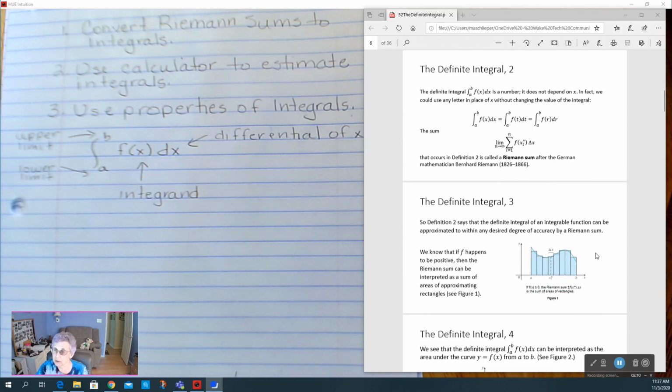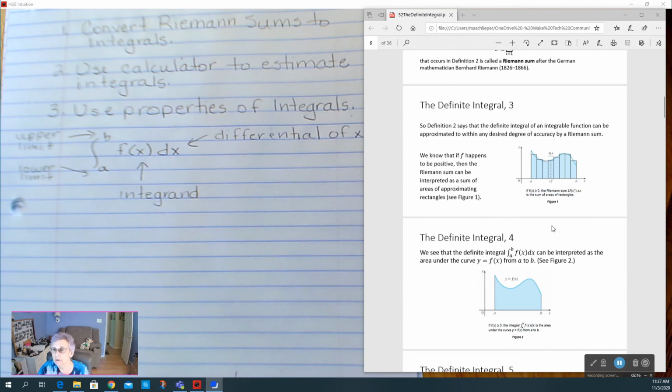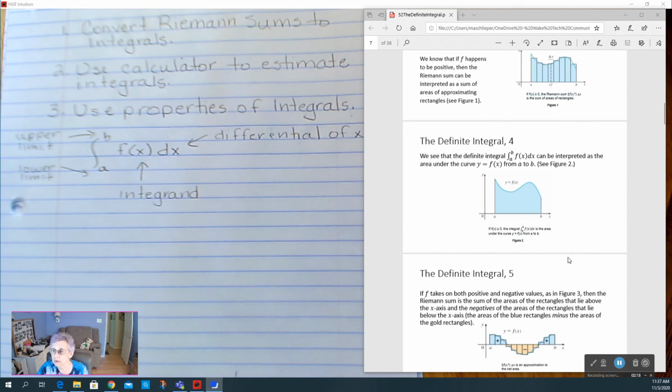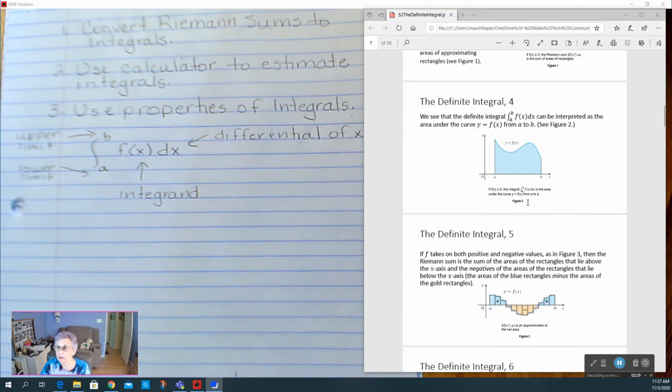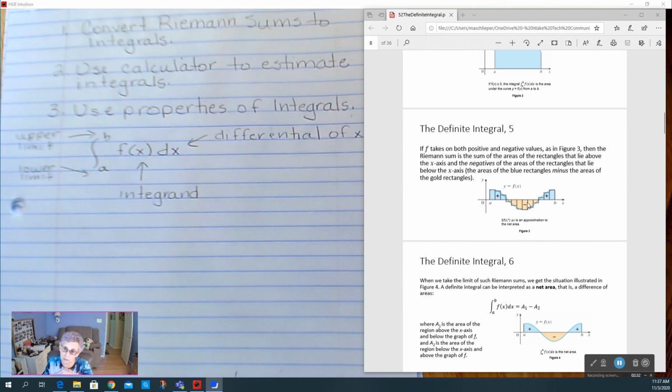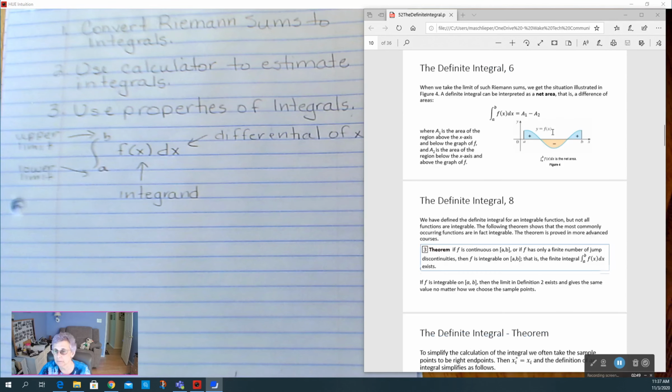So there's the pretty picture explaining that the Riemann sums take the rectangles and let the number of rectangles go to infinity. If the graph is entirely above the x-axis, then it's definitely defined as that area under the curve. If your curve goes down below the x-axis, everywhere it's below the x-axis, those numbers will be negative. So it's the net area underneath the curve. So what's beneath the x-axis is negative. What's above the x-axis is positive.